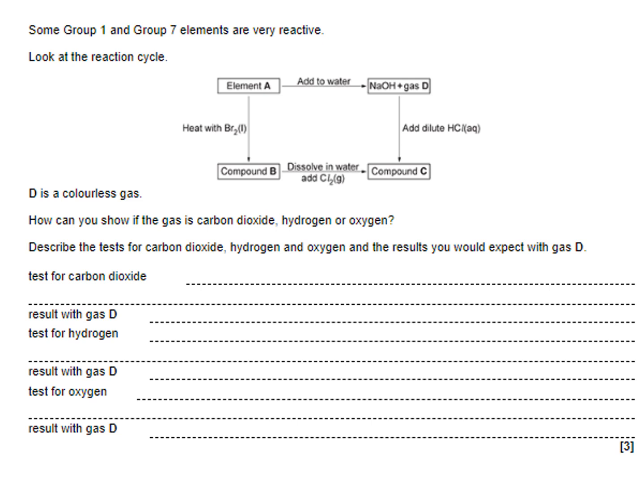It says D is a colourless gas. Okay. How can you show if the gas is carbon dioxide, hydrogen or oxygen? So very similar to the previous question. Notice again there's only 3 marks, so you're going to have to say quite a lot to get that mark. So it says test for carbon dioxide. Well, the test for carbon dioxide, you should know, is that the lime water would go cloudy or milky.